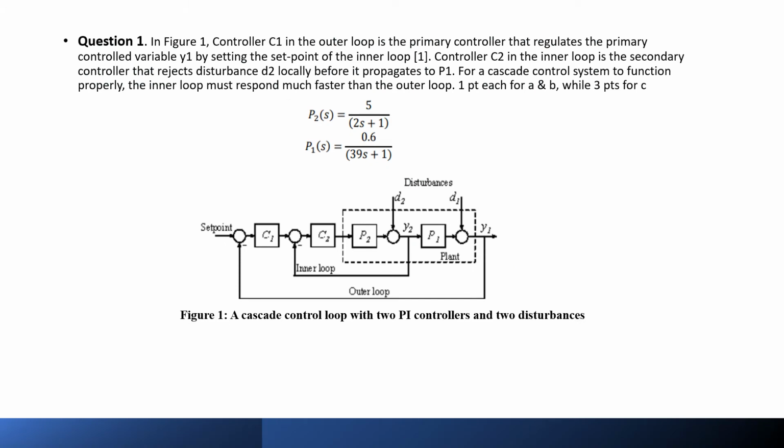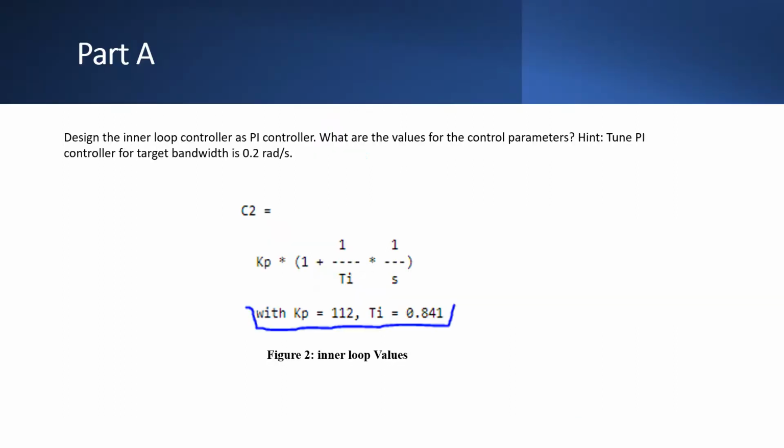Here we have question 1 with a given cascade control loop with 2 PI controllers and 2 disturbances, shown in figure 1. We will be answering 3 questions for this problem that will be shown in the following slides.